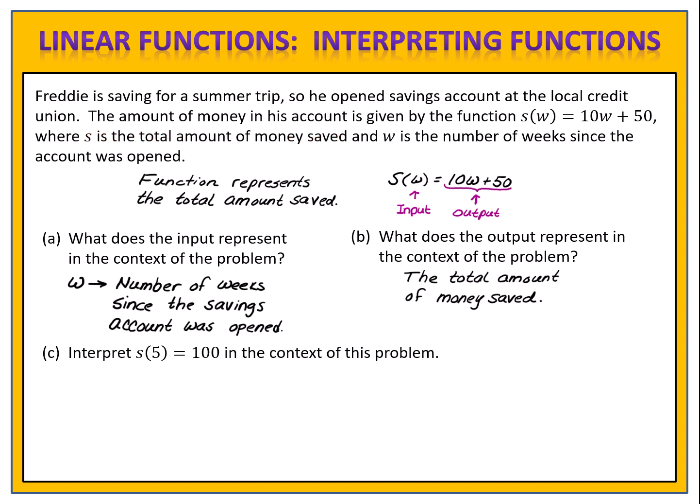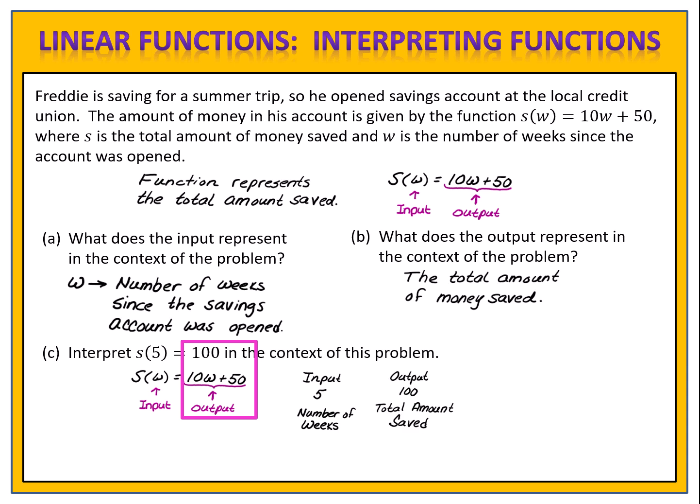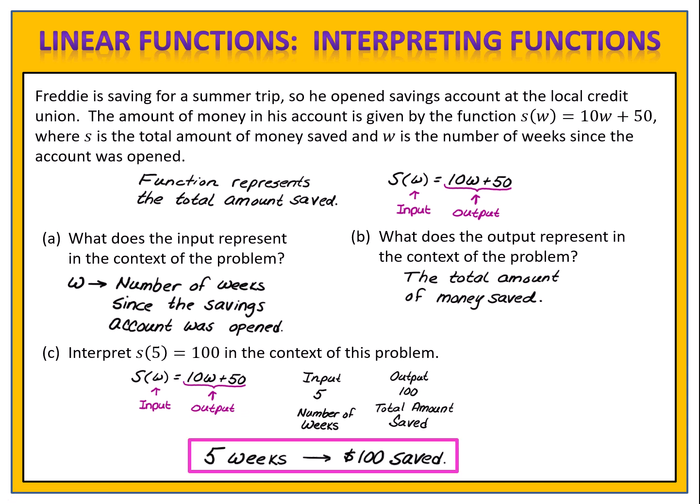Next, we want to interpret the statement S of 5 equals 100. If we match up what we already know about the inputs and the outputs, we can see that the 5 is the input. And since the input is the number of weeks, we know that we have 5 weeks since the account was opened. 100 matches up with the output. That means the output was 100 and the total amount saved was $100. If we put this information together, we can see that after 5 weeks, Freddie has saved $100.